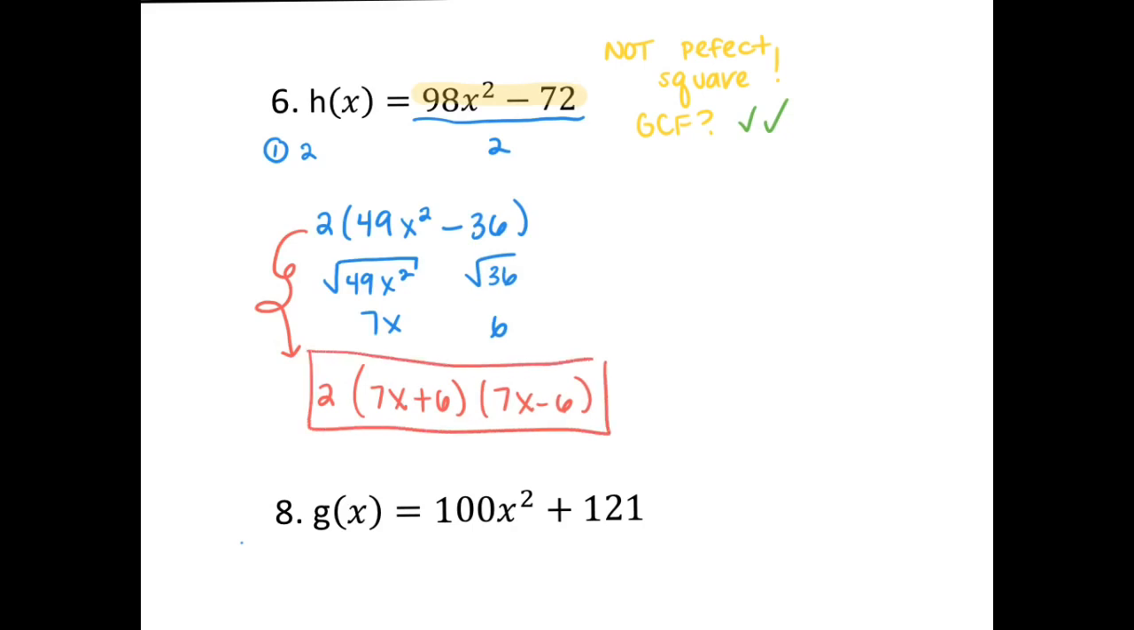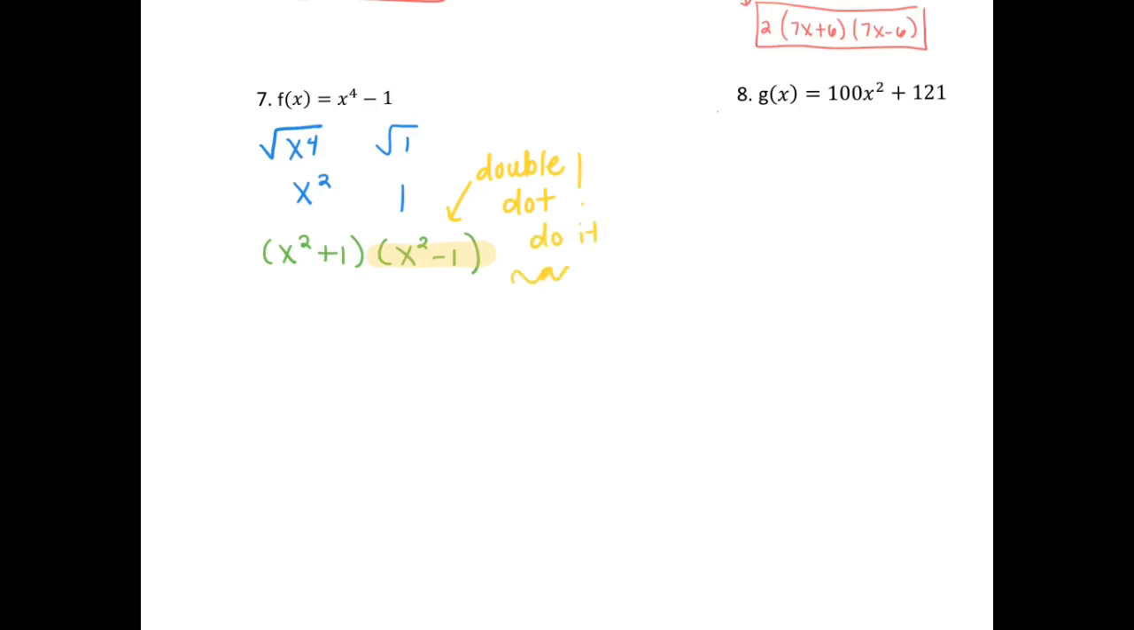This is a really good time to pause the video and try number 7 on your own. Number 7, though, does have a little bit of a trick in it. So we're going to square root x to the 4th, which gives us x squared, and square root 1, where we get 1. Notice that I'm not writing my answer in red. That means we're not done because it has a hidden DOTS. I call this a double dot. So you're going to have to do this again.